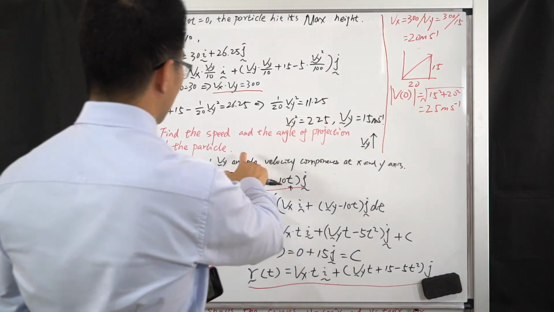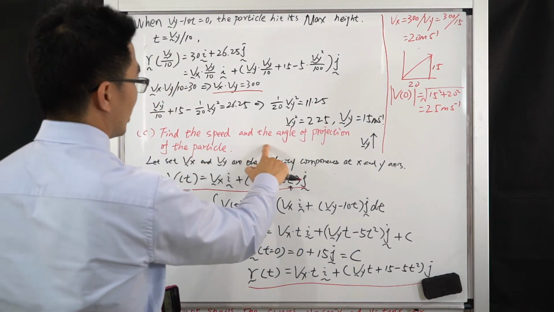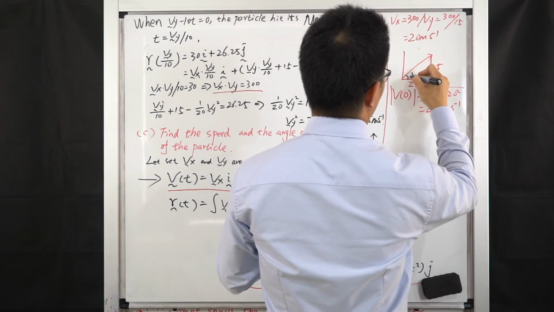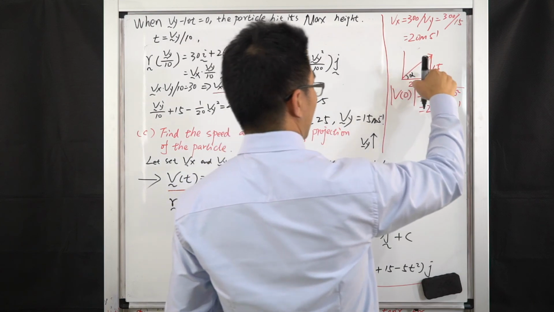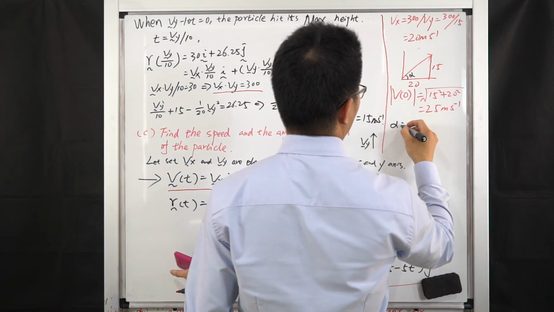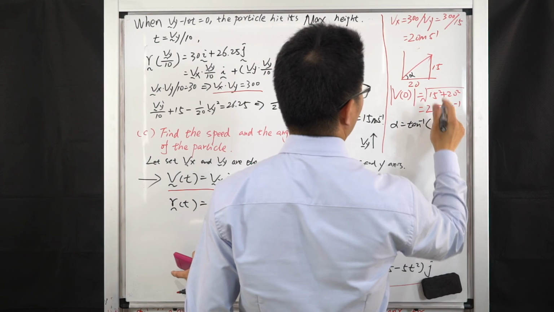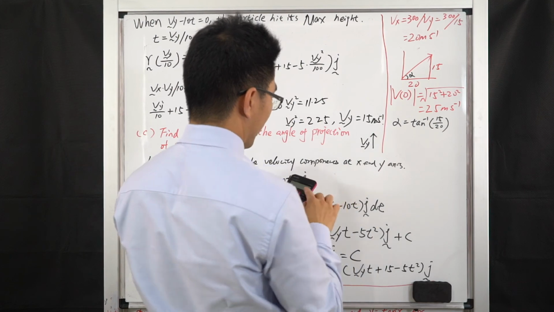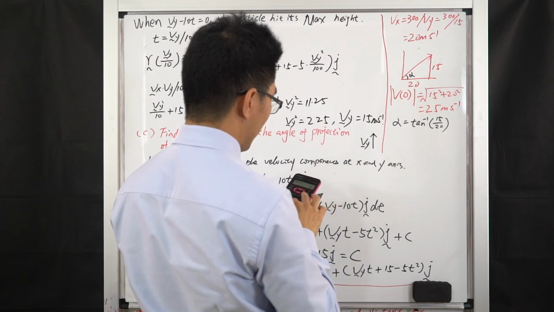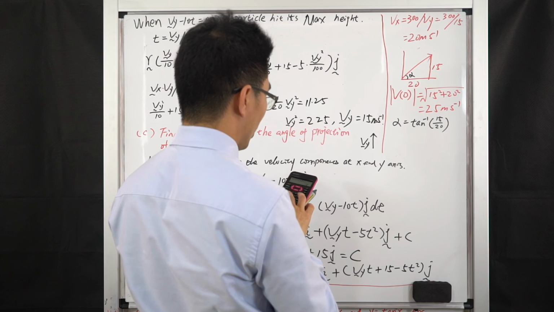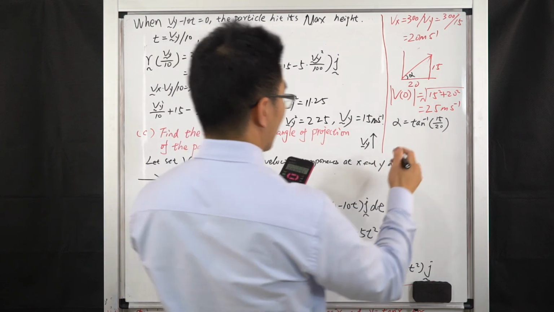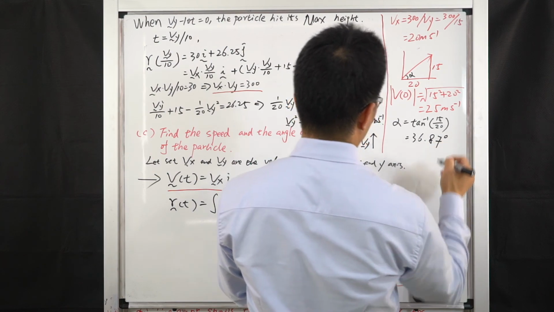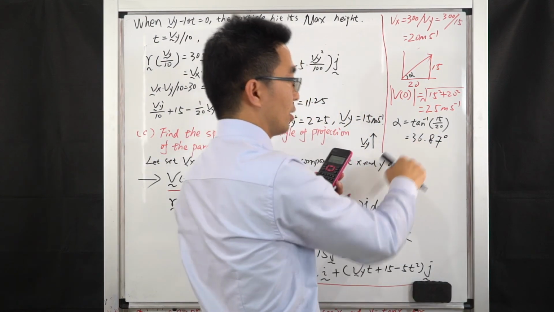And the second part of the question is we have to find the angle of the projection. So we have to find this angle alpha, right? In this triangle, alpha equals tan inverse of 15 over 20. So we can get alpha from the calculator. Tan inverse of 15 divided by 20 equals 36.87 degrees, or you can change it into minutes, or you can keep this one.